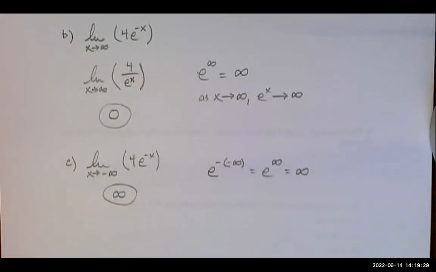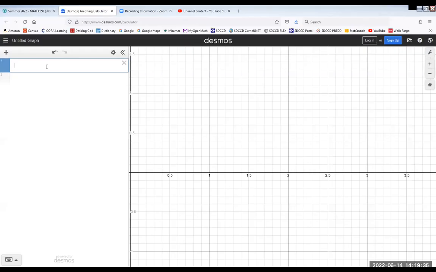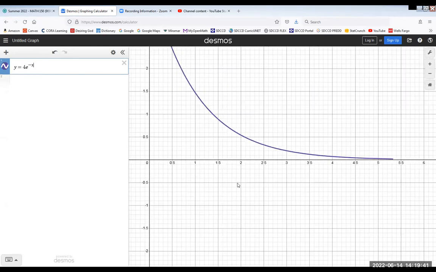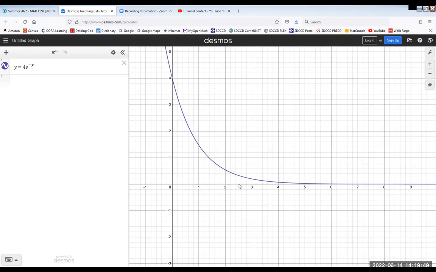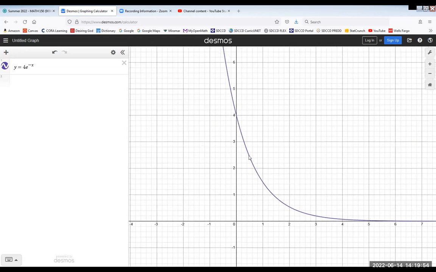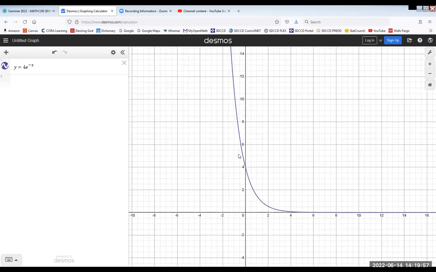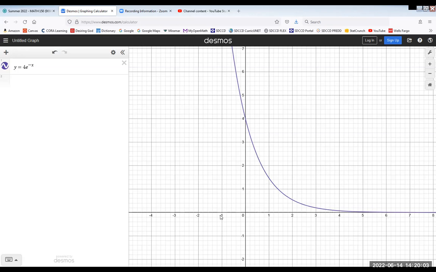Okay, very cool. Hey, let's graph these super quick. Always like to do that. Let's start with 4e to the negative x. We'll be able to see it from both directions. So as x goes to infinity, yep, that's going down to 0. There's that horizontal asymptote. As x goes to negative infinity, it gets so big so quickly. That y value is huge. It's going to positive infinity for sure as x gets less and less.